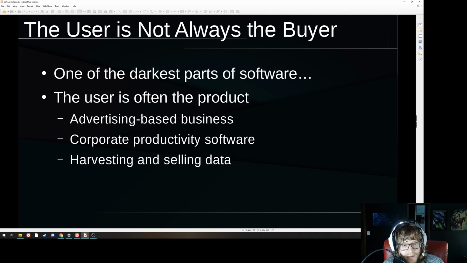There's your corporate productivity software, which is sold to the company, but then is used by employees, so they're not the ultimate buyers of the software.